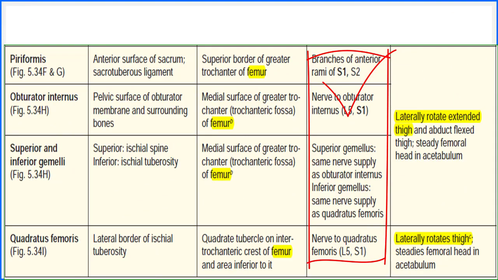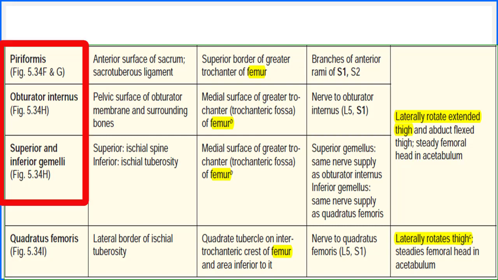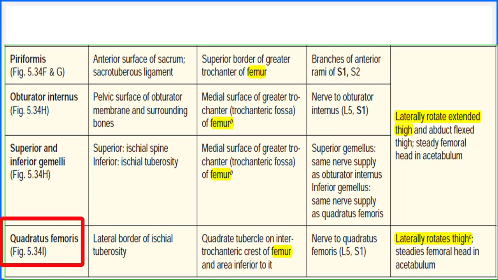So now I will tell you about the origin and insertion of these muscles. Piriformis, obturator and gemelli, whether superior gemelli or inferior gemelli, insert on the greater trochanter of the femur. While quadratus femoris, the last muscle of this group, as the name indicates, inserts on the quadrate tubercle of the femur bone. So two bony landmarks, the greater trochanter and the quadrate tubercle, are important.